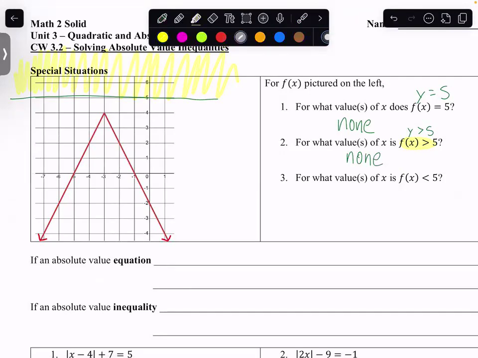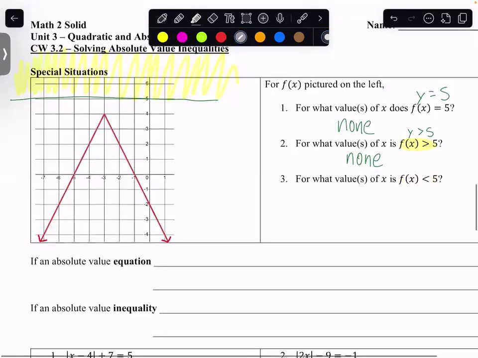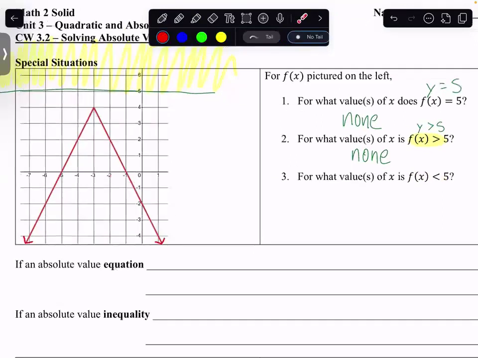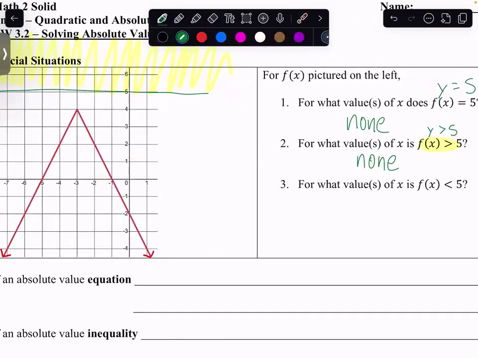Yeah. None, because 0 would mean something else. 0 would mean it hits, yeah.